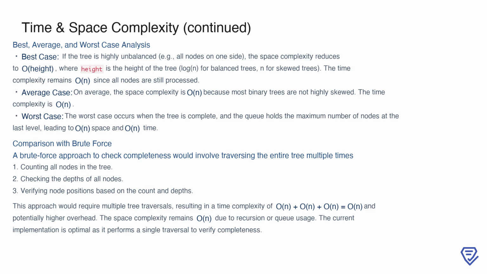On average, most trees are not highly skewed, so the space complexity is typically O(n), and the time complexity remains O(n). In the worst case, when the tree is complete, the queue holds the maximum number of nodes at the last level, leading to both time and space complexities of O(n).